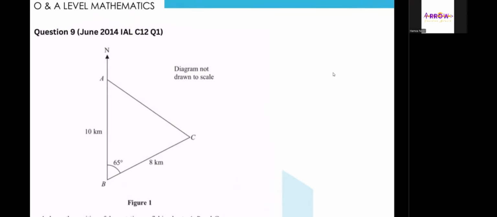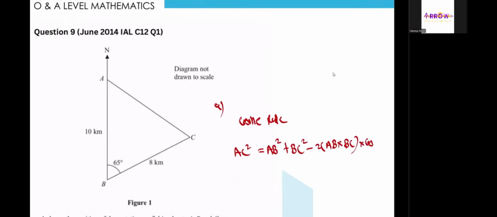We need to find the distance between A and C. So we are going to find the length of AC, and we know the length AB, the length BC, and the included angle 65 degrees. So we are going to use the cosine rule. AC squared is equal to AB squared plus BC squared minus 2 times AB times BC multiplied by cos B, or you can say cos ABC.